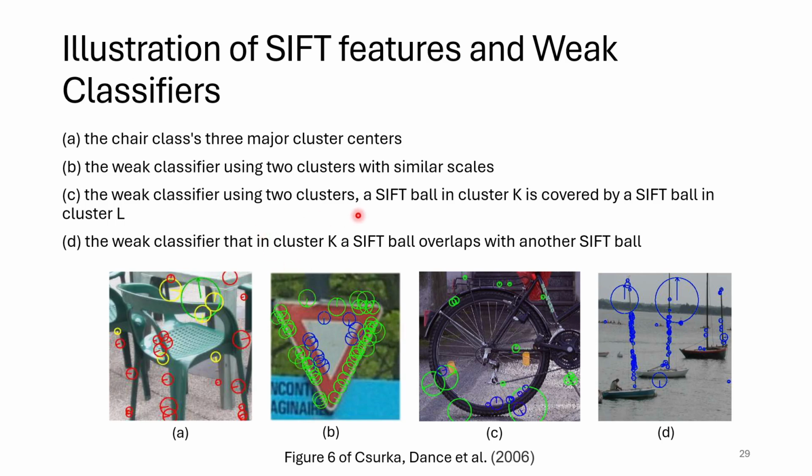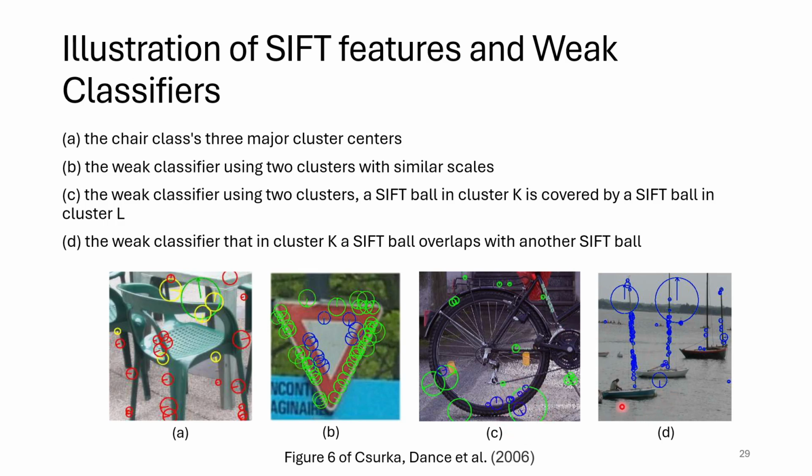And for the bike class, they found that the most useful weak classifier is if there are two SIFT features, one smaller and one larger. The one SIFT feature will cover another SIFT feature. What does it look like? Because if there is a bike, there are tires. If there are tires, there is usually very strong contrast along the tire. So the small SIFT feature will be covered by a larger SIFT feature.